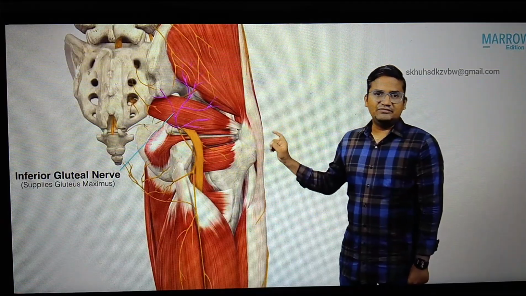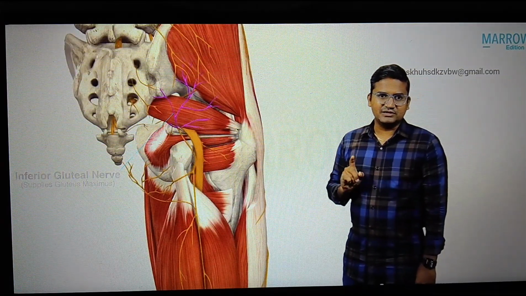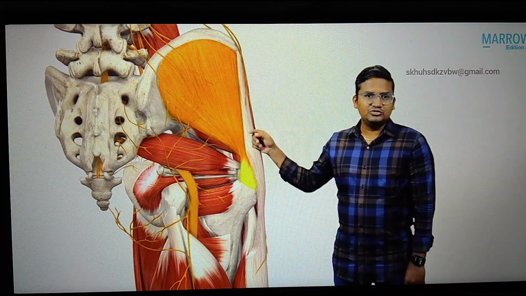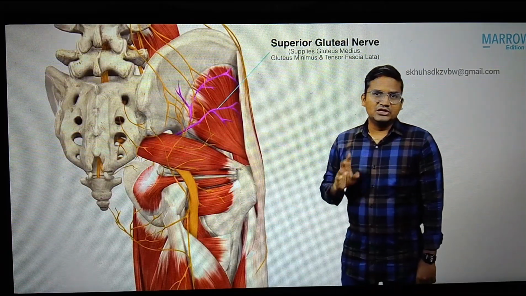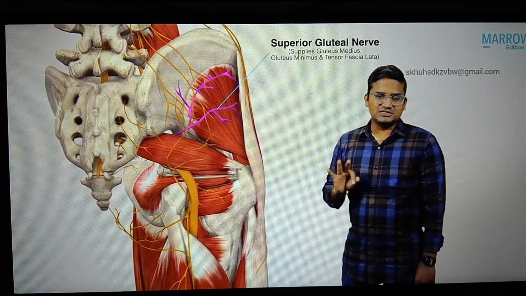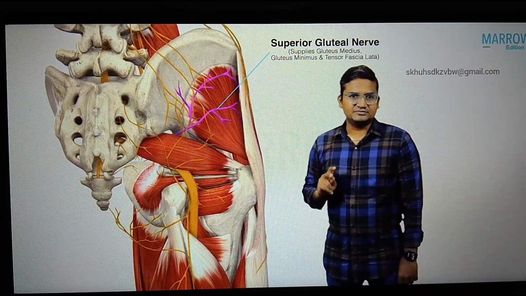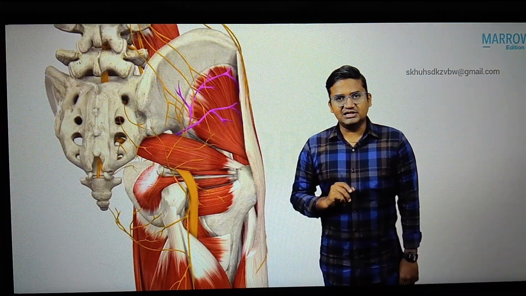Okay, that is our inferior gluteal nerve, which will supply only one muscle, our gluteus maximus muscle. Next we're going to see the superior gluteal nerve. For that we have to remove the gluteus medius muscle. Yes, and that is our superior gluteal nerve. The superior gluteal nerve will supply three muscles: gluteus medius, minimus, and tensor fasciae latae. Now these are the neurovascular structures in the gluteal region.